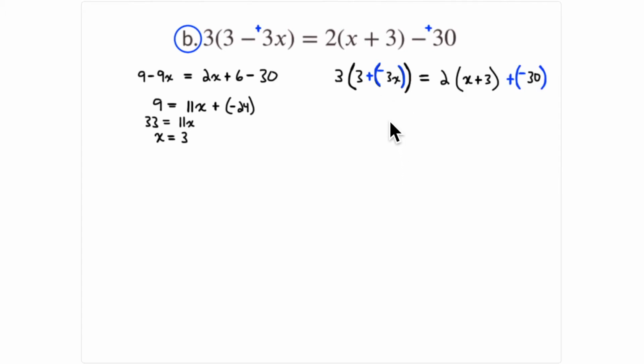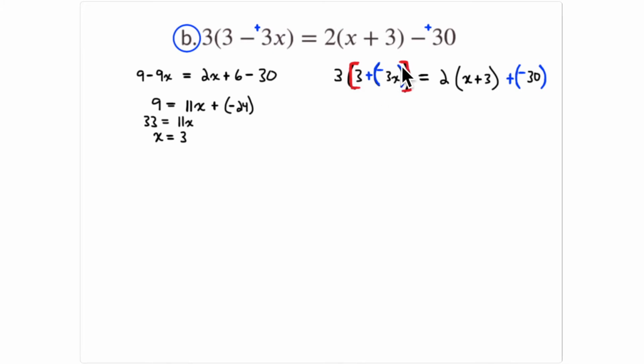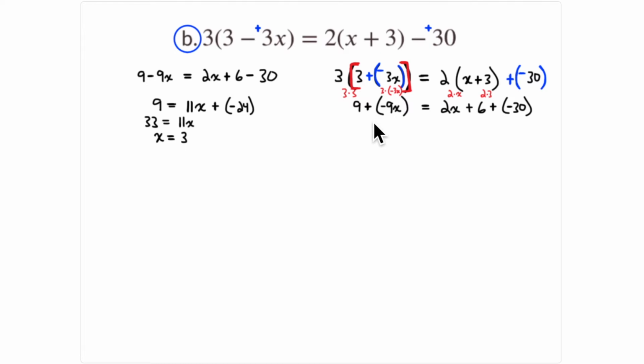So on this side, I'm going to change everything to adding the additive inverse. So add a negative 3x, add a negative 30. And I've been using parentheses around parentheses. That can be kind of confusing. So you can change it to brackets if you want, to make it a little bit easier to see what's inside a group. And then if you have a smaller group inside a larger group, that's a way to show that. And so this becomes 3 of these 3 things inside the brackets.